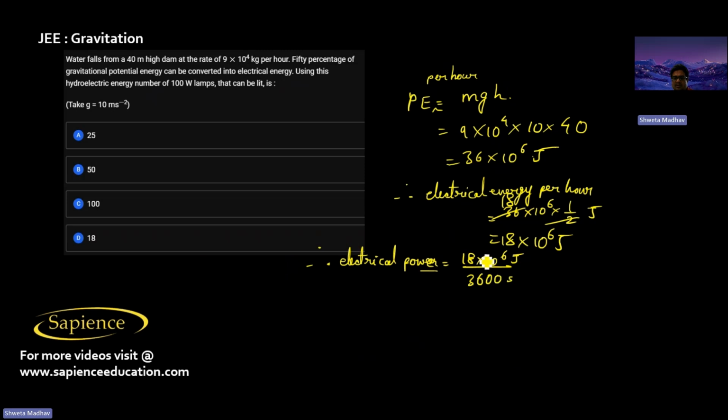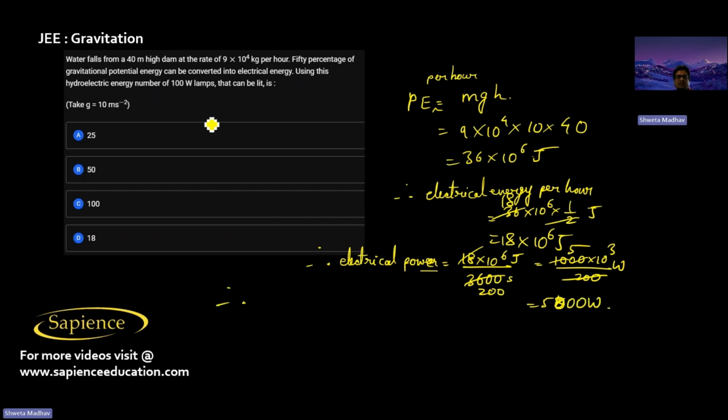So this will be 18 to 36, so 200. So this will be 10 power 3, I can say 1000 into 10 power 3 watt by 200. So 200 fives are 1000, so 5 into 5 kilowatt or 5000 watt.